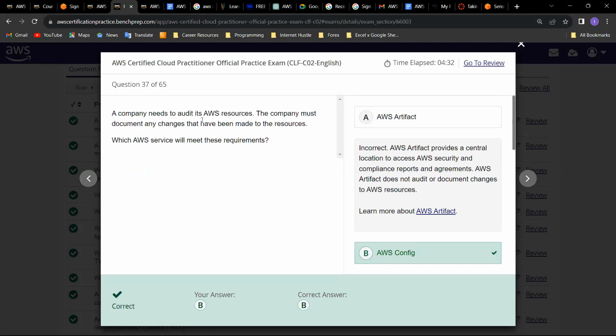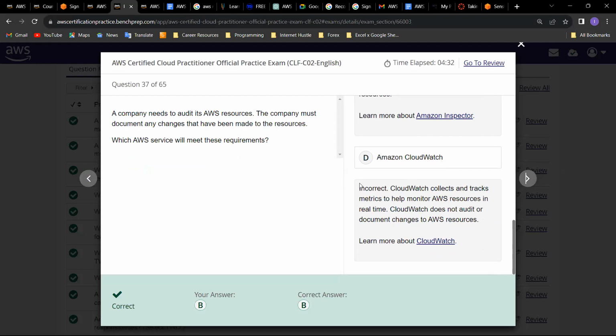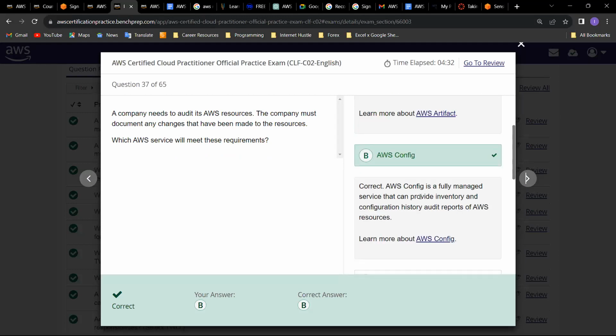Yeah, so a company needs to audit its resources. The company must document any changes that have been made to their resources. And yes, some chose CloudWatch. CloudWatch collects and tracks metrics to help monitor AWS resources in real time. CloudWatch does not audit or document changes to AWS resources. So the right answer is Config. Config is a fully managed service that can provide inventory and configuration history audit reports of AWS resources.